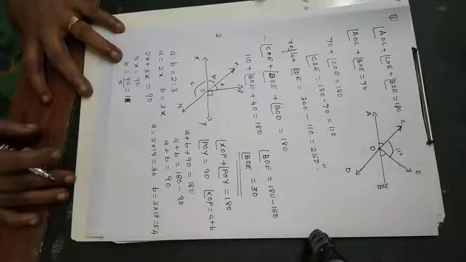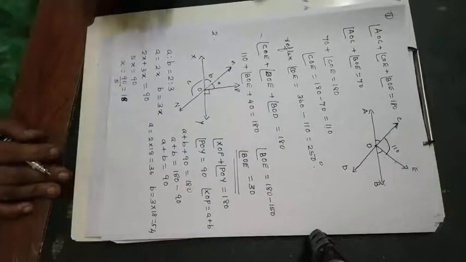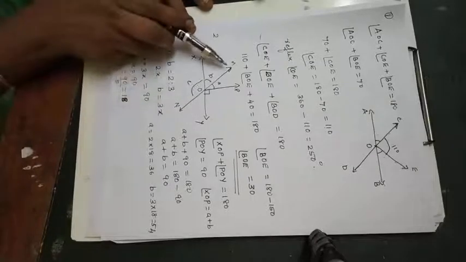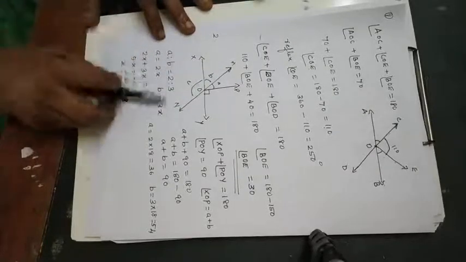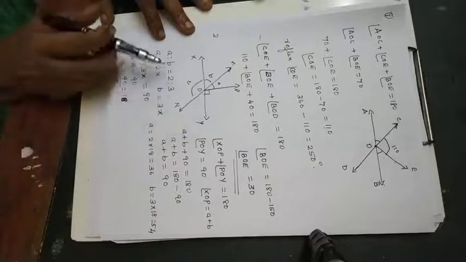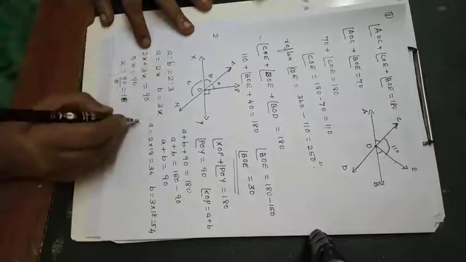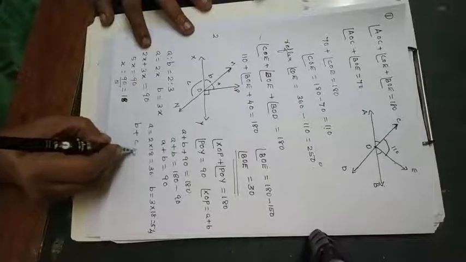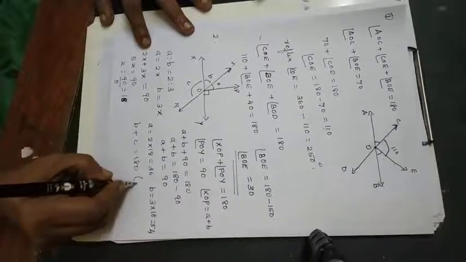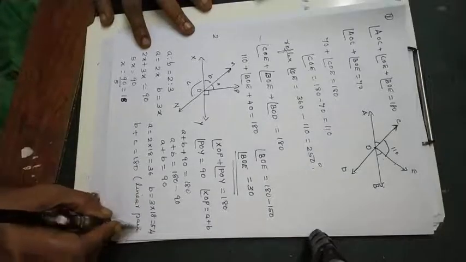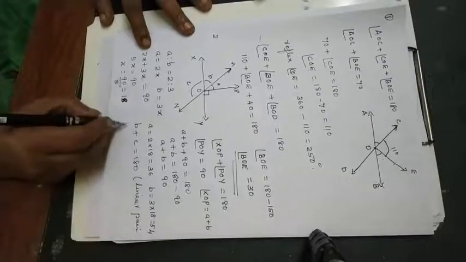Now our aim is to find out C. B plus C will be 180. Why? MN is a straight line, XY is cutting that one. So B plus C will be a linear pair. So B plus C will be 180. Reason you can write linear pair. So B is equal to 54.